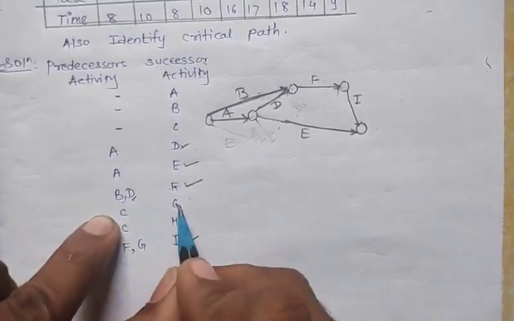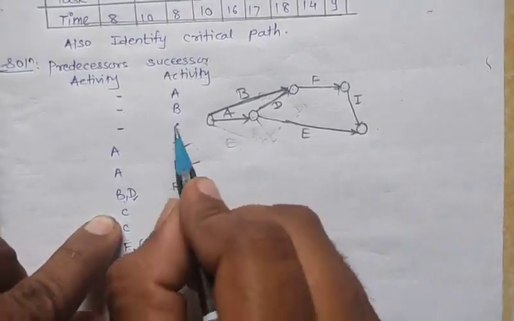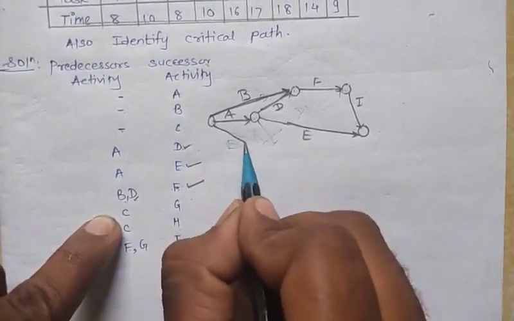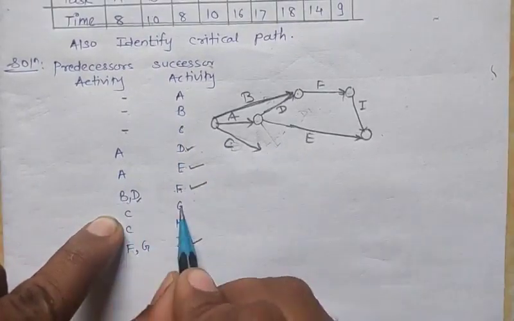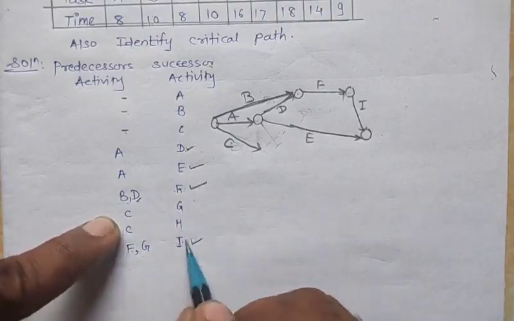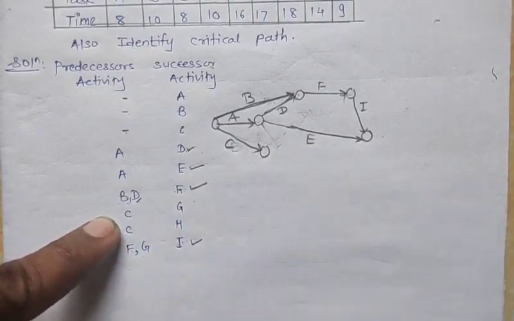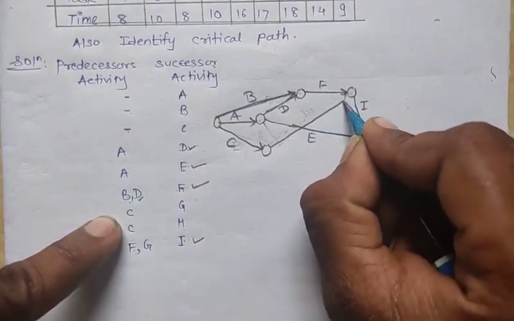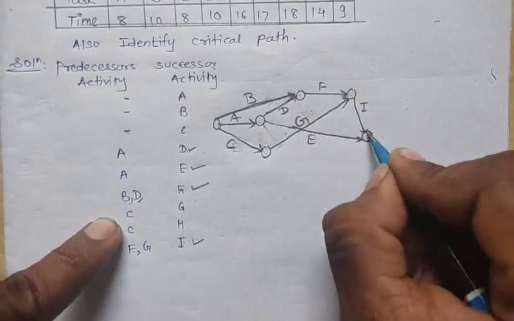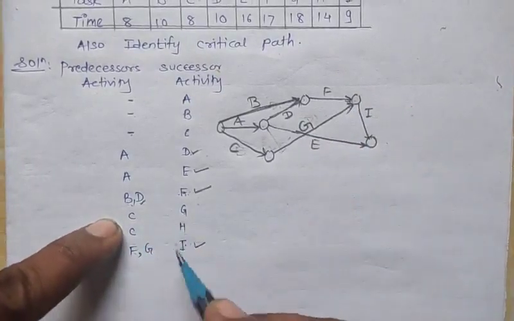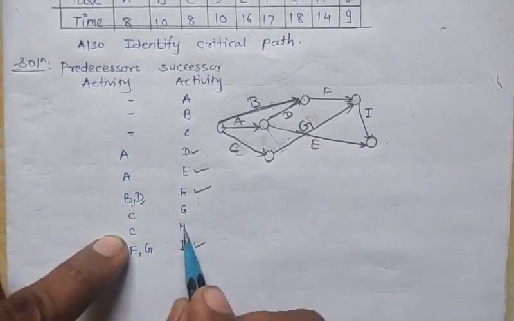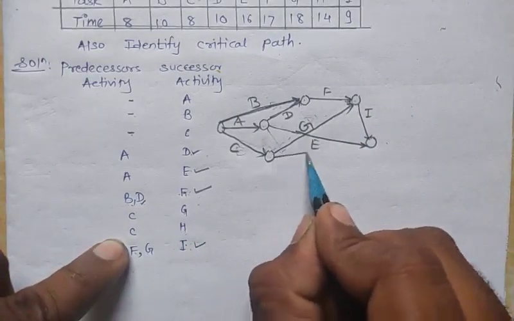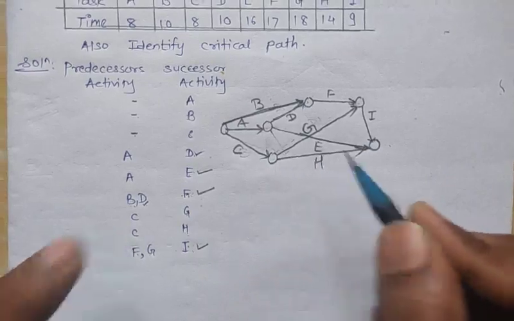Now C goes to G. So where is C? C has no predecessor activity. So C is the starting point. So this is C. C goes to G and G goes to I. So here I will take G and G goes to I. Next C also goes to H and H is the last point.